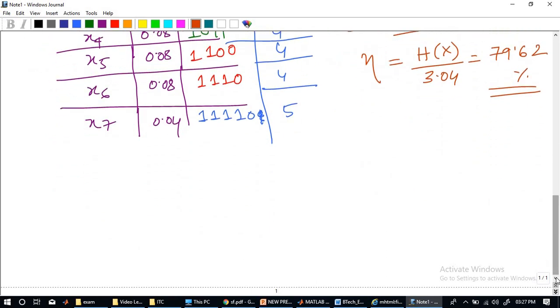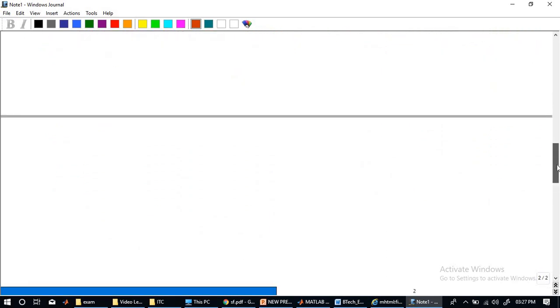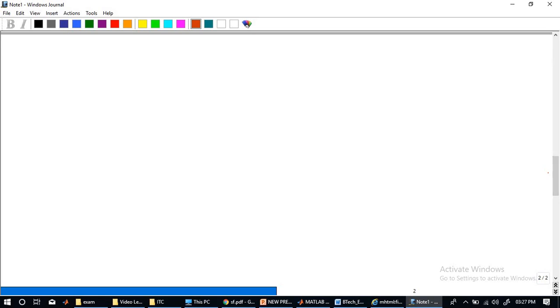Okay, so let's do the Shannon Fano then. Shannon Fano, the technique was you have to divide it almost into equal halves. Keep the first half as 0, second half as 1, and go dividing these segments until and unless every segment has only one element.